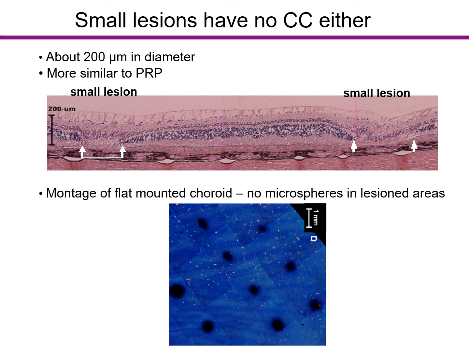Now we also made small lesions. They have no choriocapillaris either. We were not able to make oxygen measurements in these animals, but we could make lesions which looked very much like PRP lesions, and we could also make microsphere measurements. And it may be a little harder to see in this picture, but there are no microspheres in the lesioned areas in the retina.